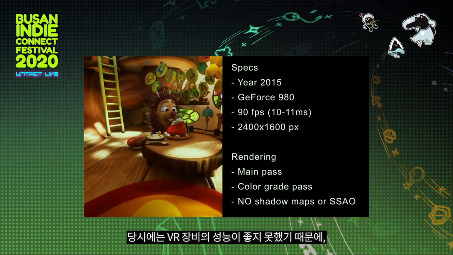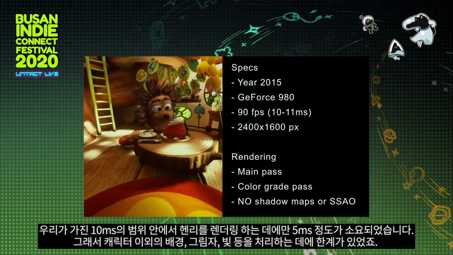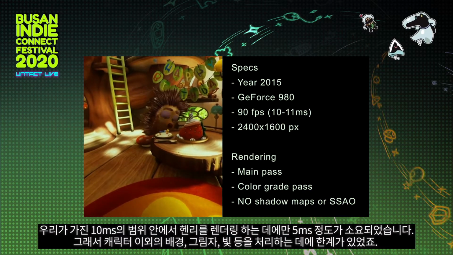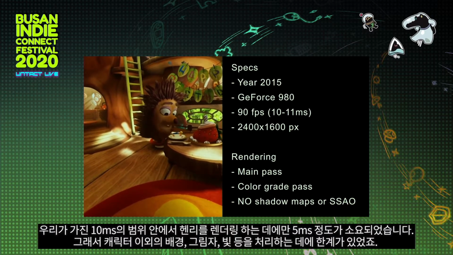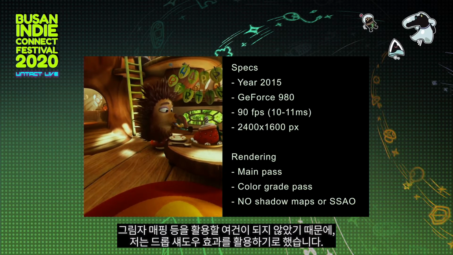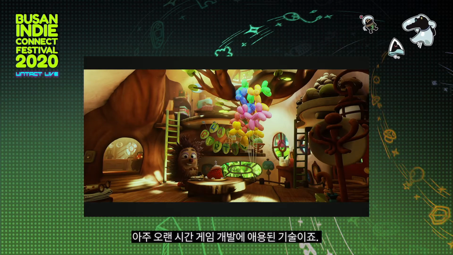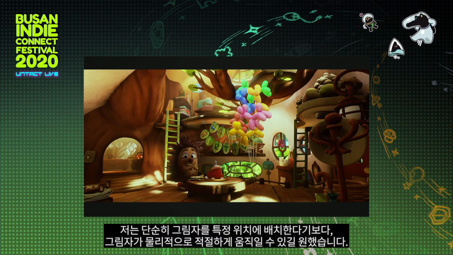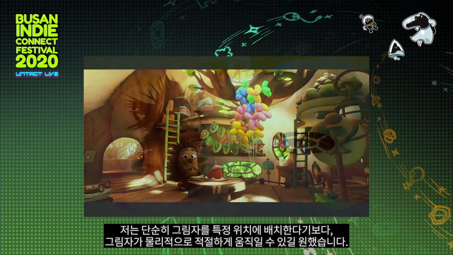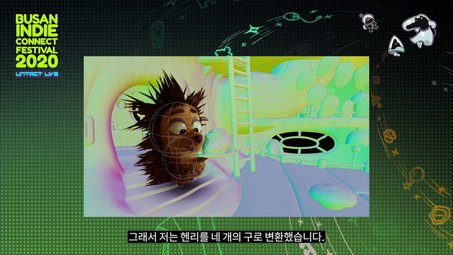This was 2015, the hardware wasn't very powerful, and he was taking 5 milliseconds out of the 10 millisecond budget we had for rendering. So we didn't have much left for the background, the shadows, and the lighting, and all those things. So, because we couldn't afford shadow mapping or shadows, I decided to use drop shadows, which is of course a technique that has been used in games for a long time. However, I decided to make not just a sprite that you splat on the screen, but something that behaved physically correct. So, I replaced Henry with 4 spheres.